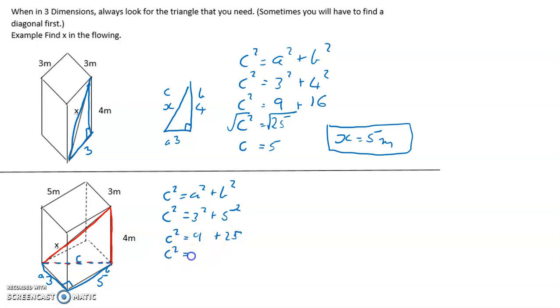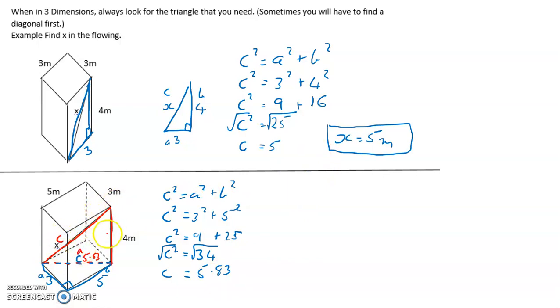So C squared is 34. To find C, square root both sides, and I'll do that on a calculator because it will be a decimal. And I end up finding that this distance here is 5.83, and whatever other decimals are on the calculator, but to 2 decimal places. That's what I've got. Now, for this one, I'm still looking for the hypotenuse, so I'm still looking for C.